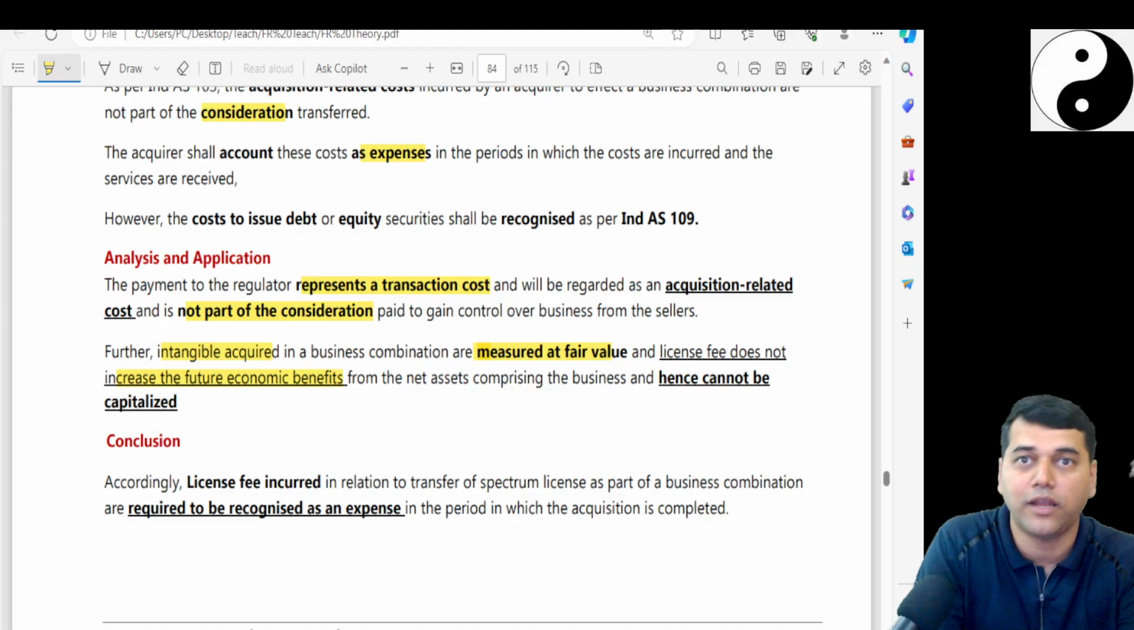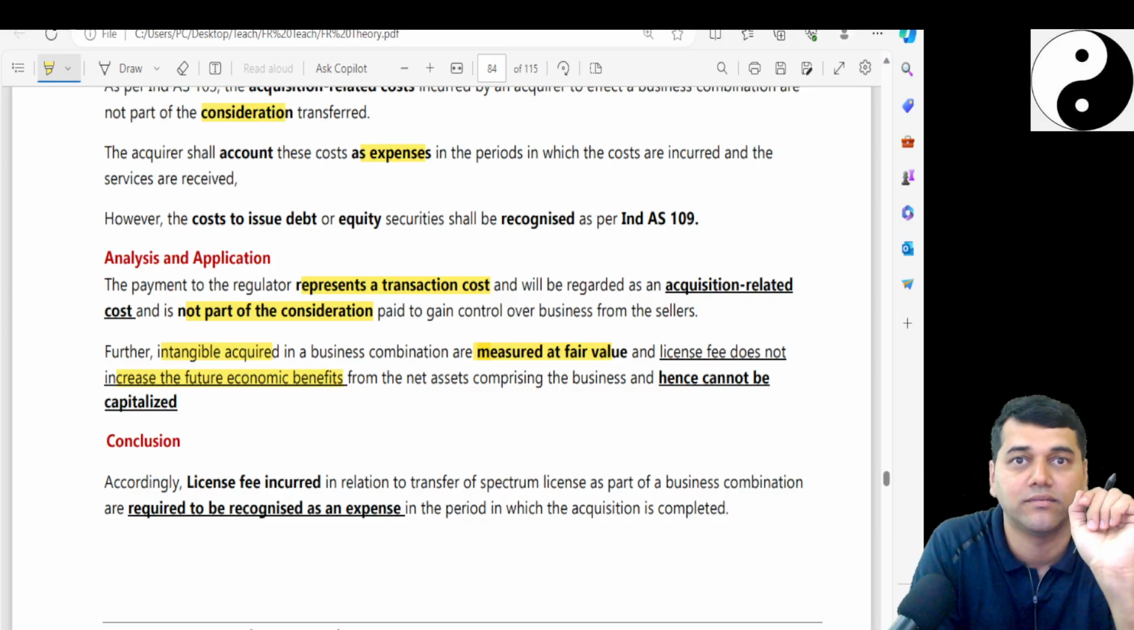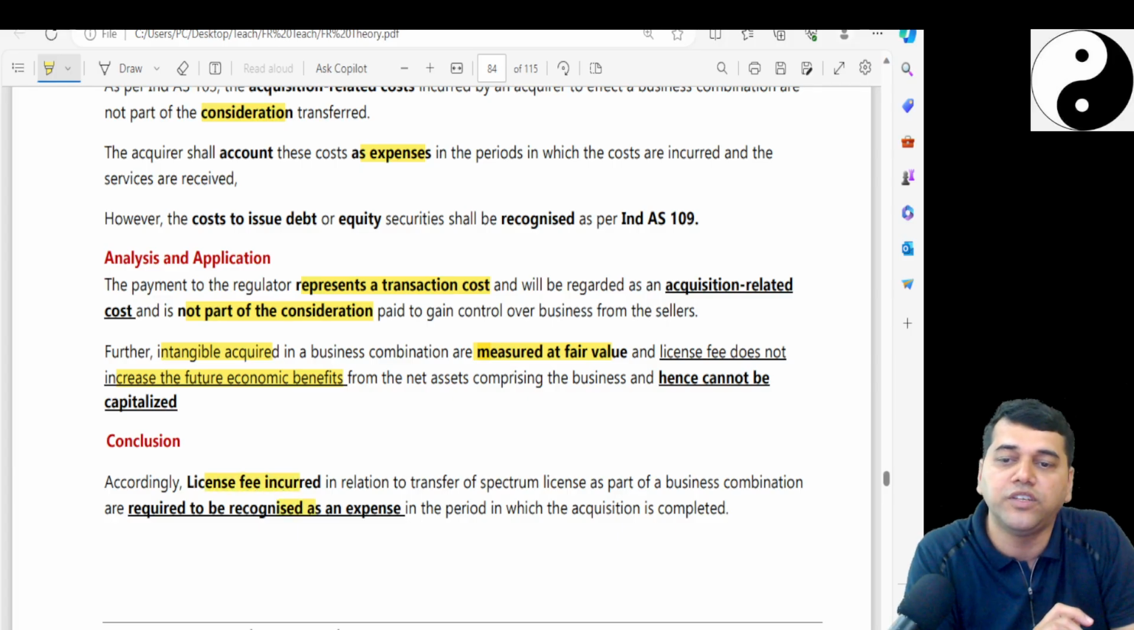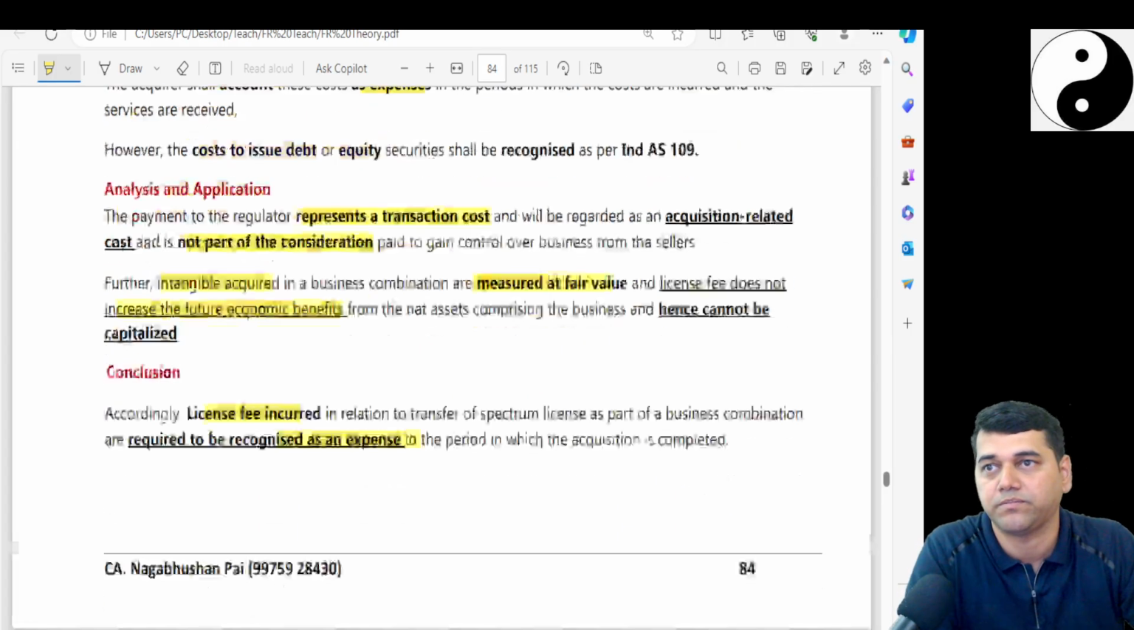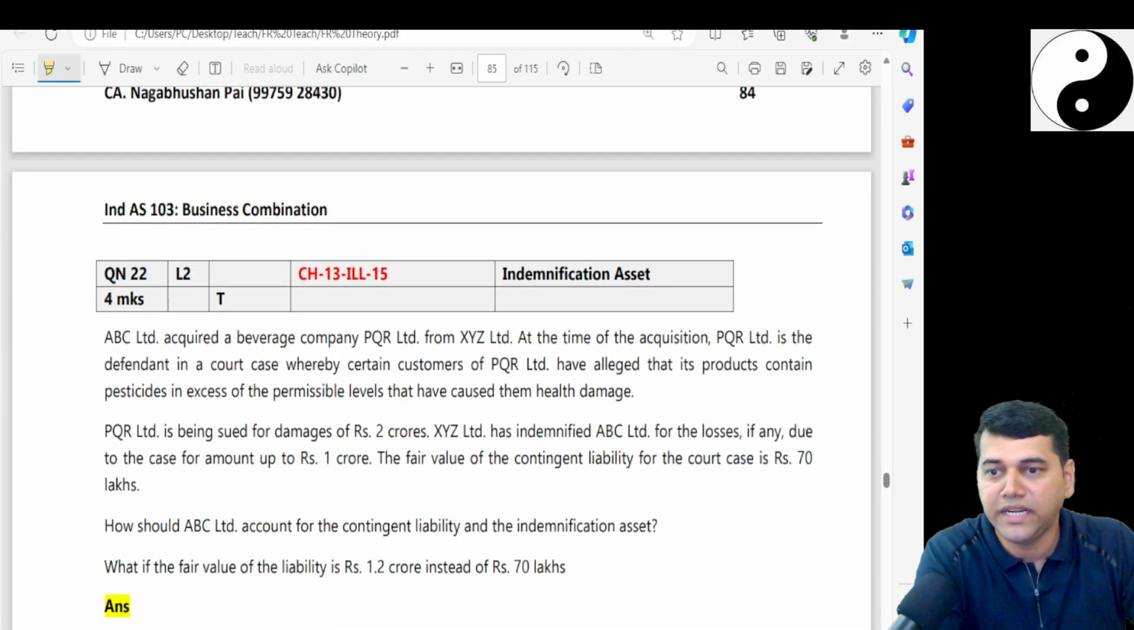In your case, I missed that. Rickshaw charges can be added to the fair value, but if any toll fees you have paid, that should not be added. Transaction cost will never be part of the fair value. In 113 we will discuss why, and the logic. Accordingly, the license fee should be treated as an expense. Two possible questions. Yes, indemnification asset.